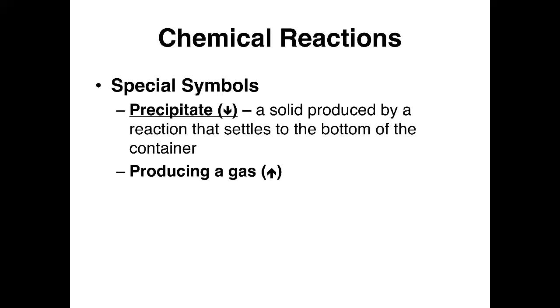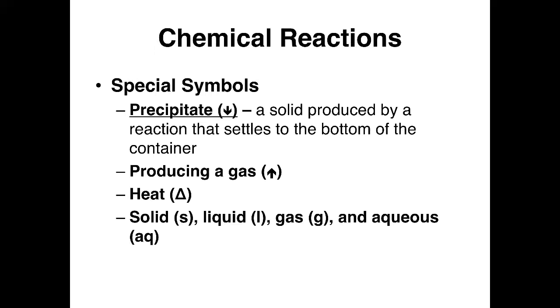If a gas is produced, you can put a little upward arrow beside the gas. So in our last example, we could have put upward arrows beside, say, the hydrogen gas that was produced and the oxygen gas that's produced. If heat is added or is a product of a reaction, you can use the delta symbol to represent heat.